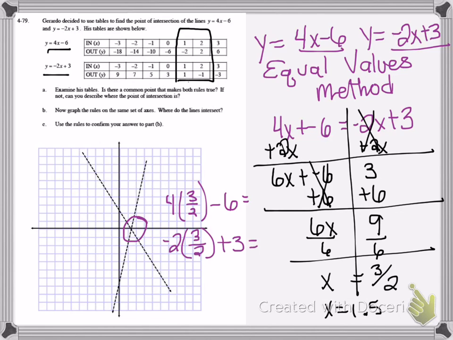To multiply fractions, you're going to take your whole number, multiply it by the numerator, and then divide by the denominator. So I'm going to take 4 times 3, which is 12. 12 divided by 2 is 6. 6 minus 6 is 0. Negative 2 times 3 is negative 6. Negative 6 divided by 2 is negative 3. Negative 3 plus 3, again, is 0. So my point of intersection ends up being 1.5, comma, 0.